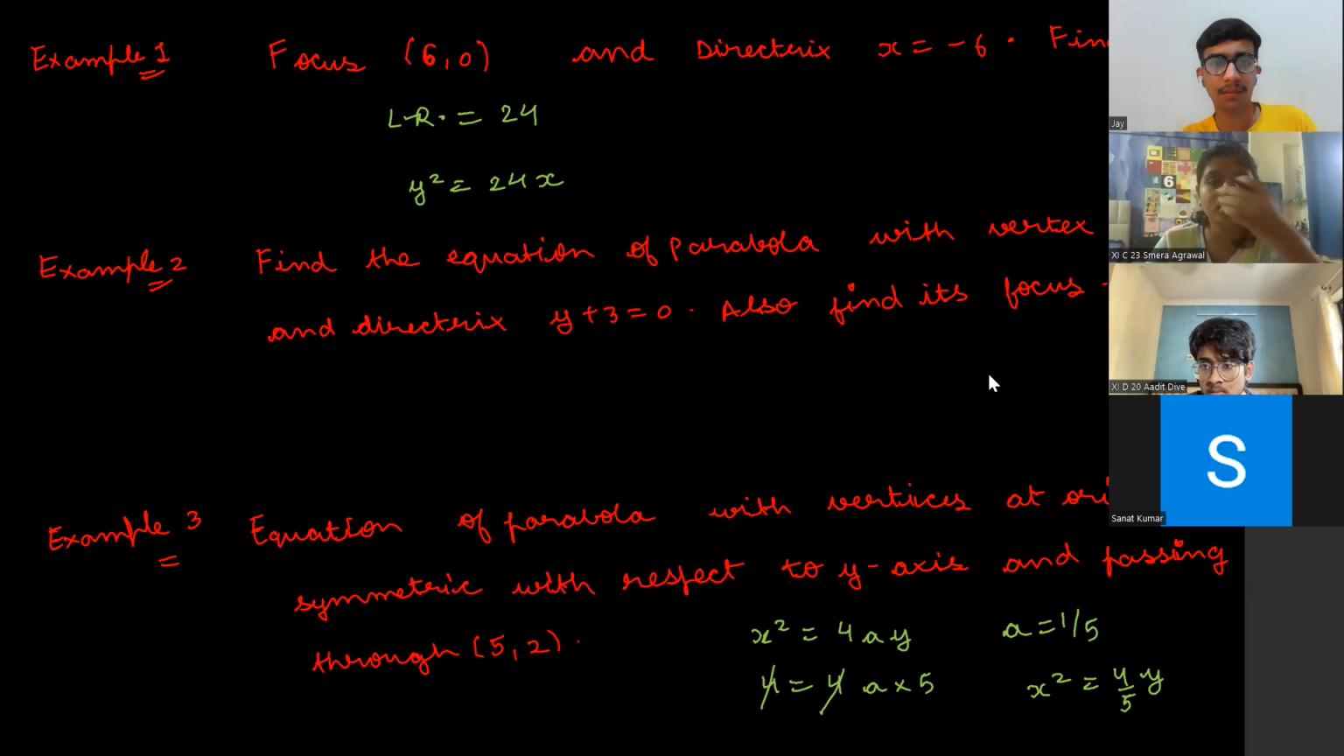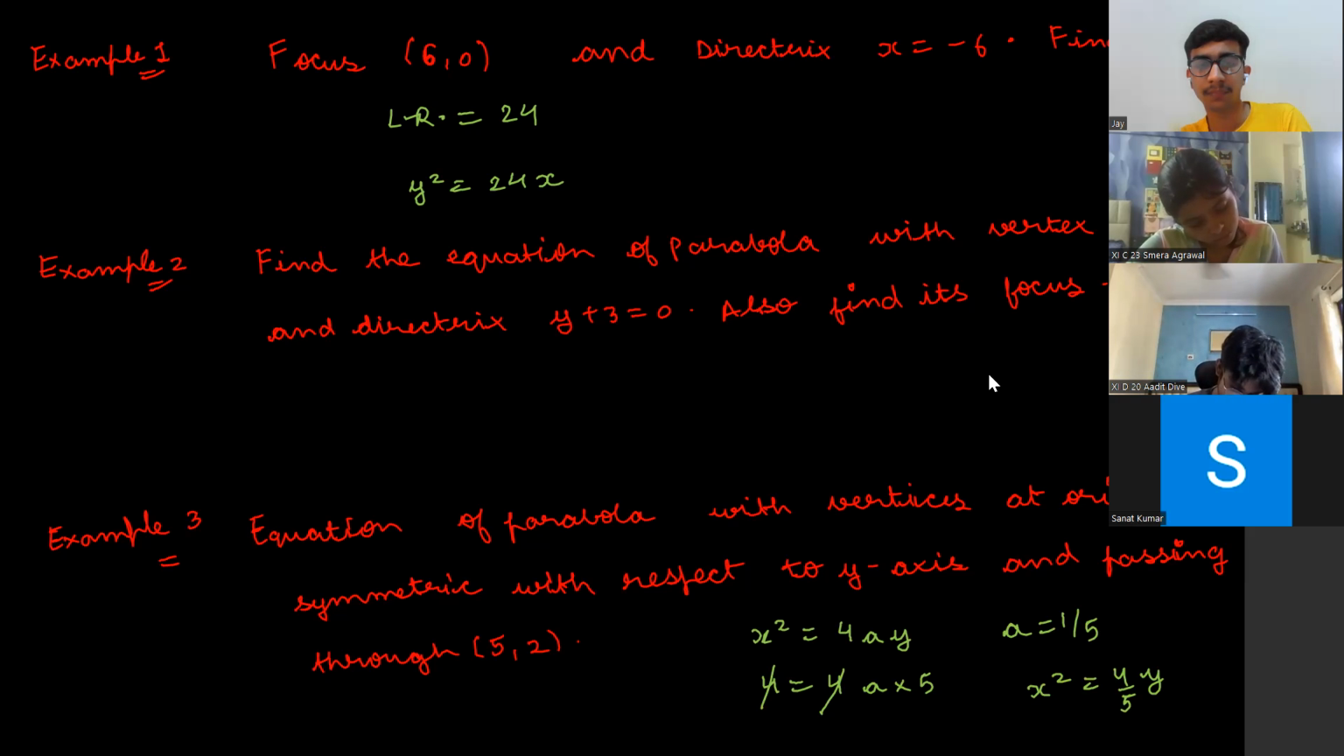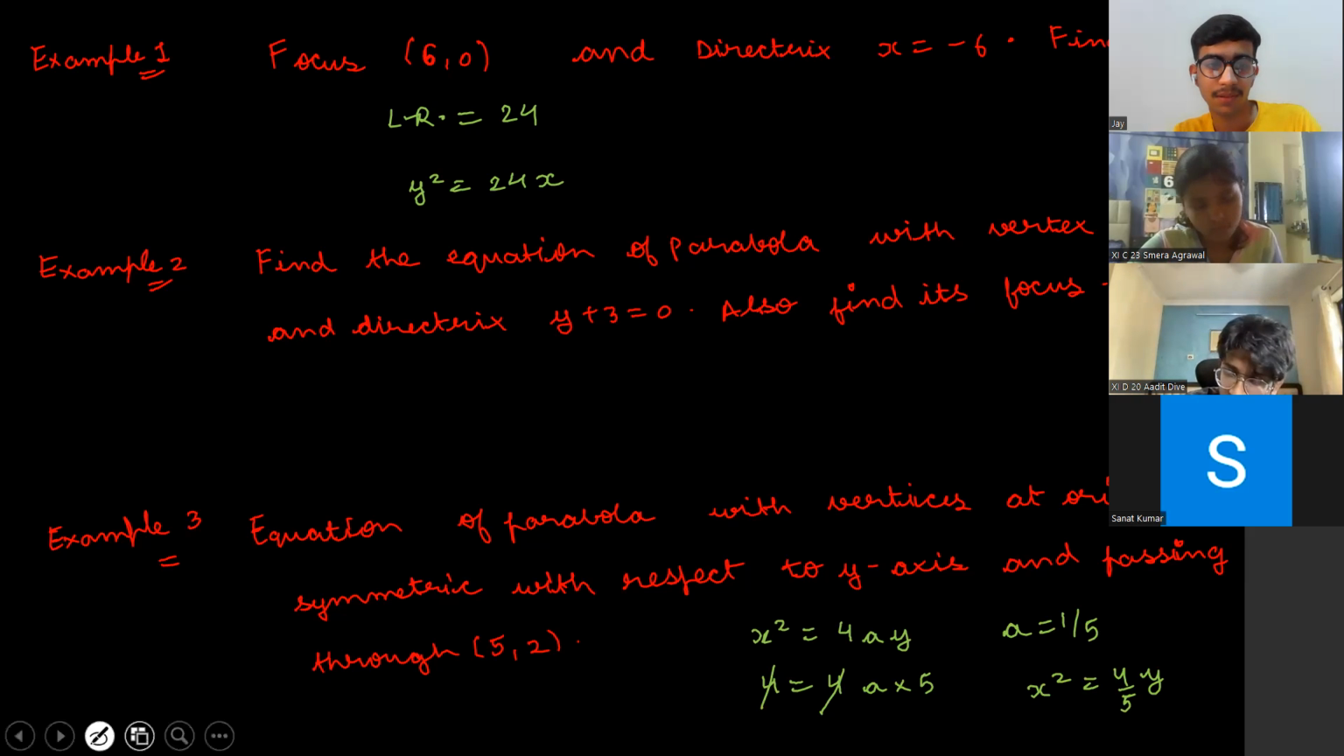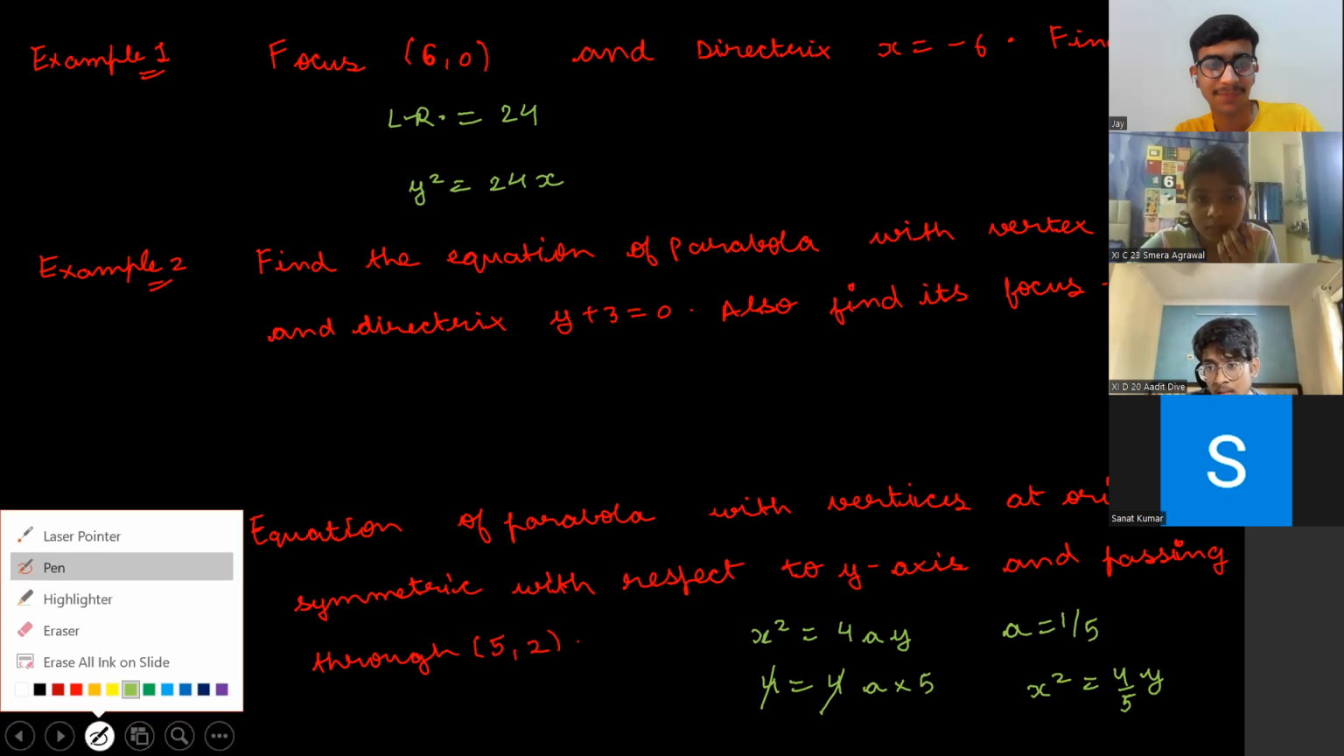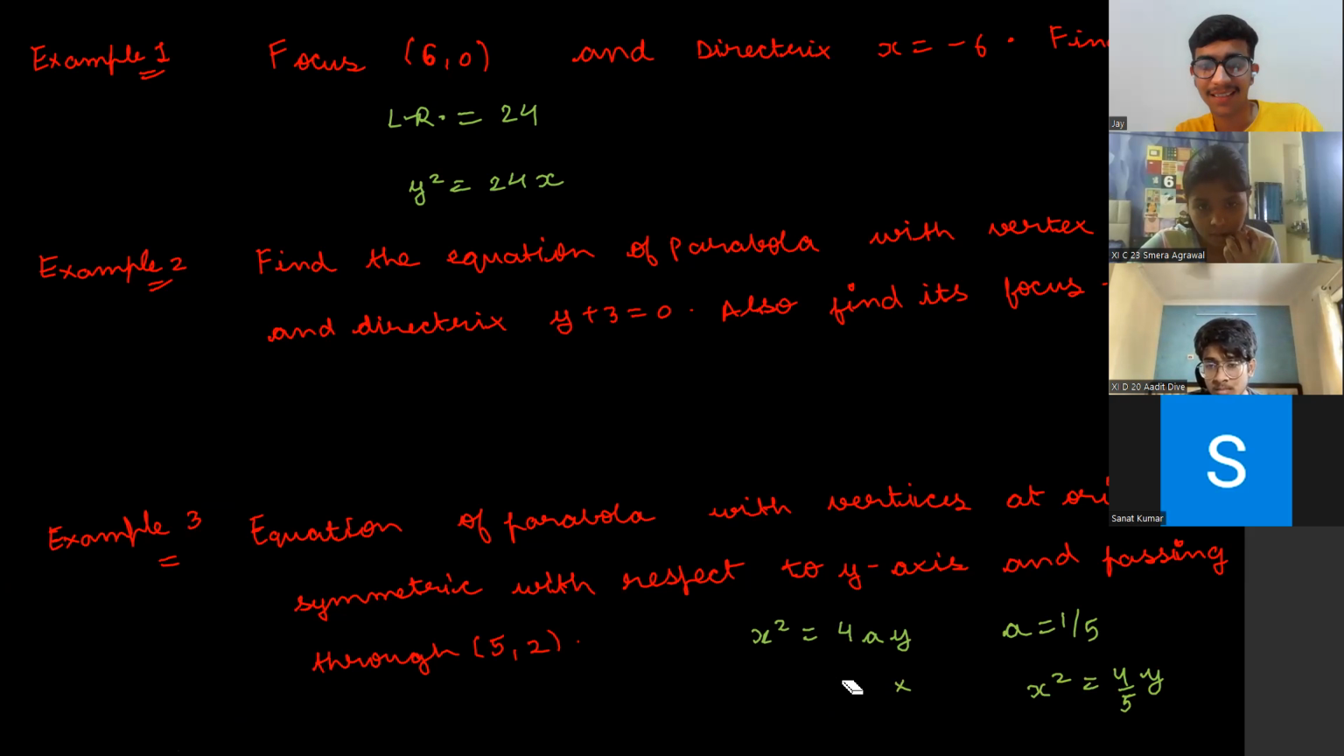Now let me check the answers. But sir, you said the third one, no? This is the fourth one. Fourth one is with a negative sign, Adit. One second, guys. Oh, sorry. My mistake. Sir, I think you have taken it the other way around.